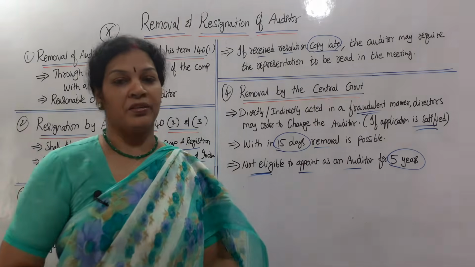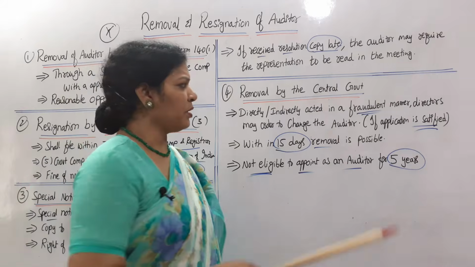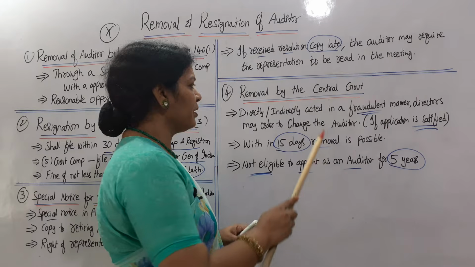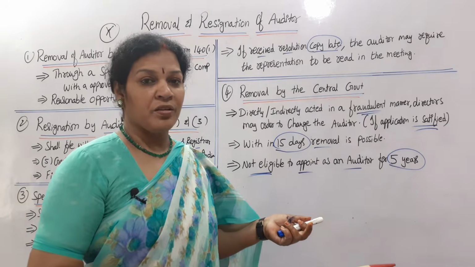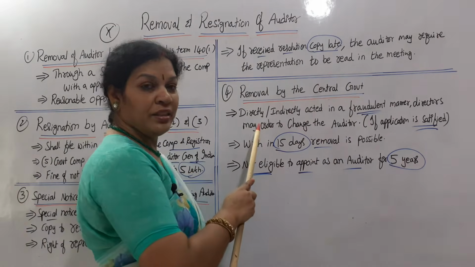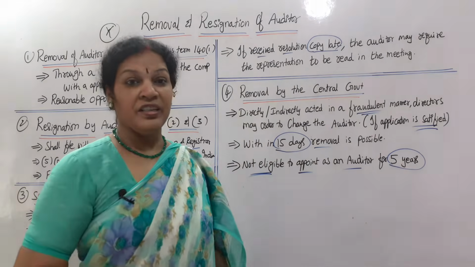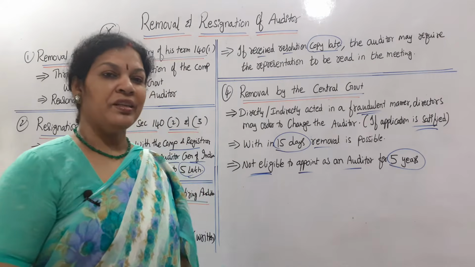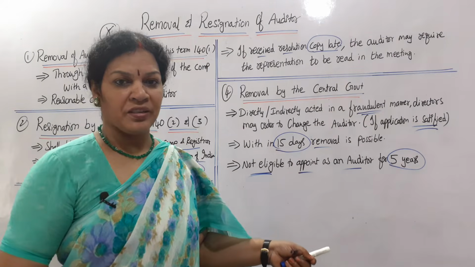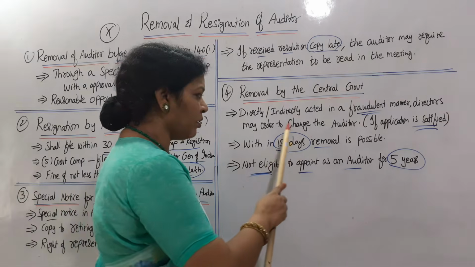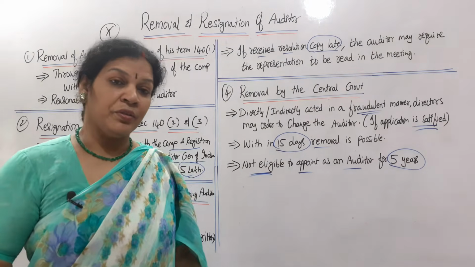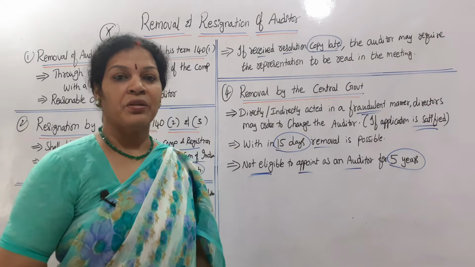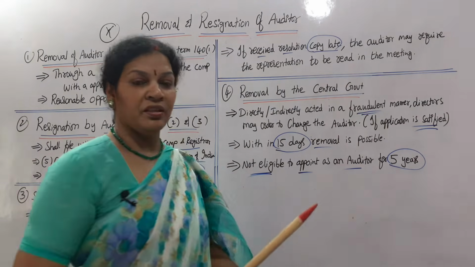Fourth one, removal by the central government. How is it possible? Whenever the company feels that so and so person is not fit, then they have to apply to the central government saying that the auditor has directly or indirectly acted in a fraudulent case. In such cases, the central government is going to observe everything. If the application is satisfactory, then they are going to remove the auditor within 15 days. If the auditor is removed, then he will not be given a chance to work as an auditor for the next 5 years. These are the simple 4 points.